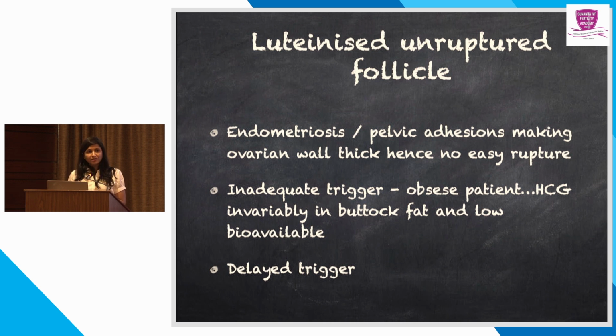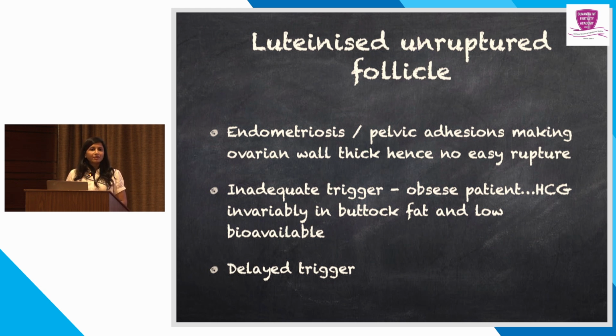Apart from this, there could be endometriosis, where the ovarian capsule is very thick and that is not allowing the mechanical rupture of the follicle. That's why the follicle gets luteinized but not ovulated. There could be some pelvic adhesions, again the mechanical problem, making the wall thick and not easy to rupture.